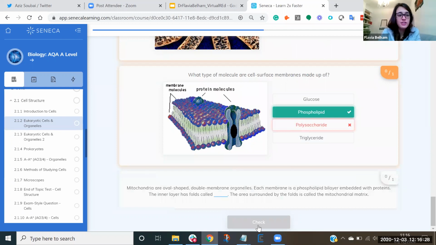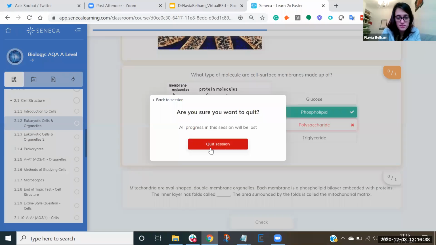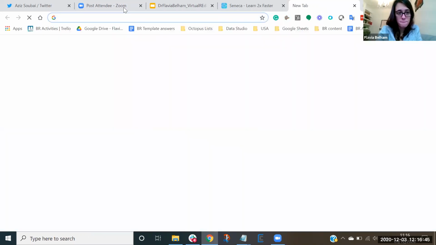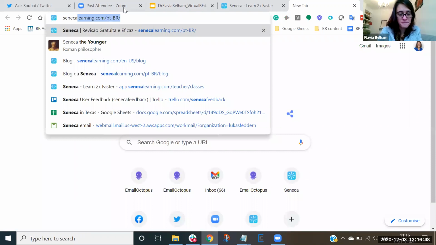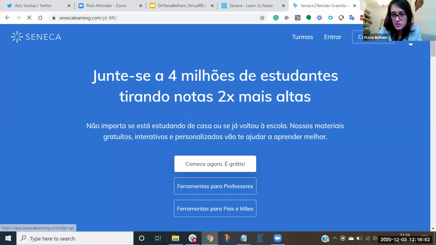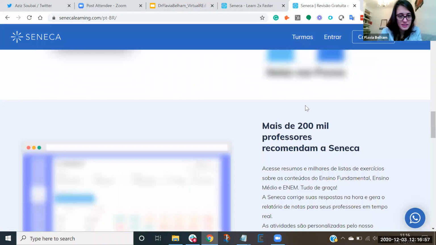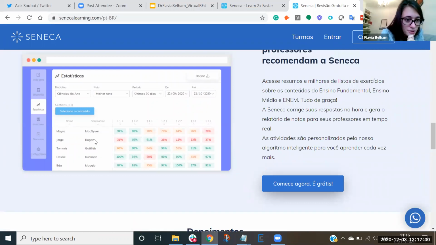Right, and then after you finish this, if you go on the teacher platform, that's when you're going to see your whole report. So let me just show you how it works, how it looks. I'm not going to go through the whole process now, but just so you know what it looks like. This is what you'll get to see. And this is the Brazil site, sorry.